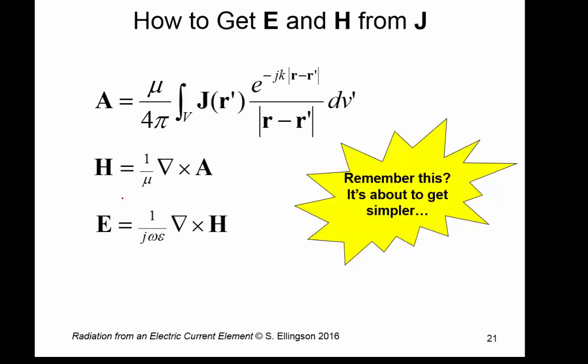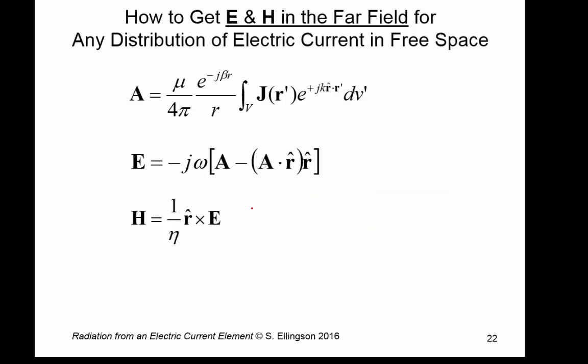Okay, so let me now wrap things up. Previously, before we even started this lecture, you hopefully had some idea that to get E and H in general from a current distribution, what you did is you integrated over that current distribution to get the magnetic vector potential. You took the curl once to get H, and then you took the curl again to get E. So this is about to get real simple. If we know that our field points satisfy the far field condition, then we now have a new, simpler way to do this in general.